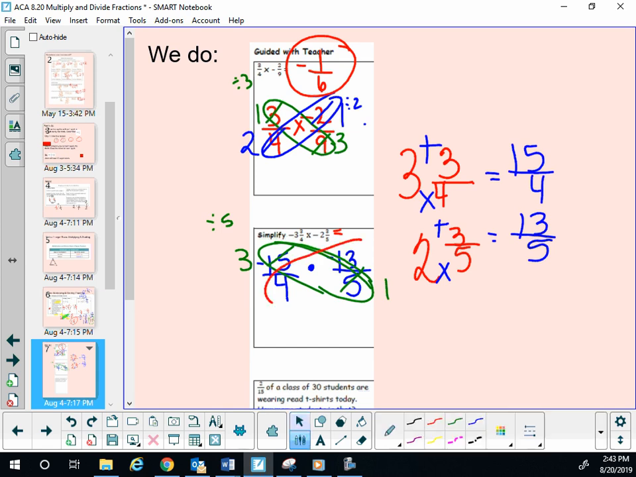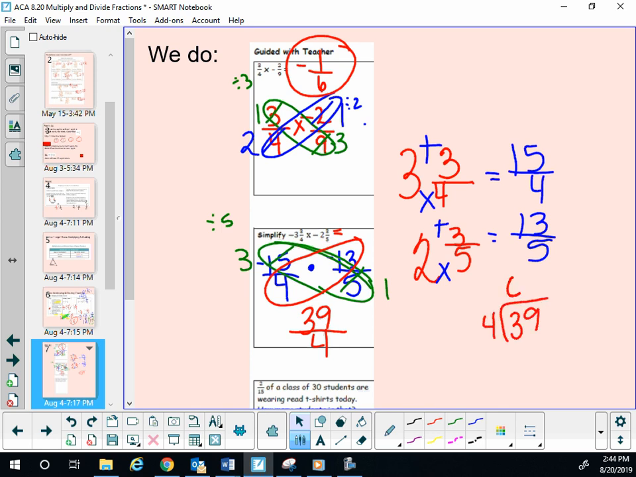Now I'm going to look at the other numbers, 13 and 4. Can they be simplified? No. So I'm just ready to multiply. When I multiply across, 3 times 13 is 39. And 4 times 1 is 4. Again, we have an improper fraction, so we're going to have to divide it. Some of us could do it in our head, 39 divided by 4.